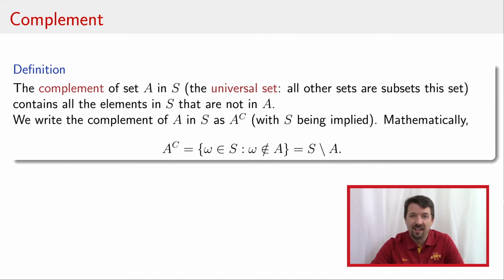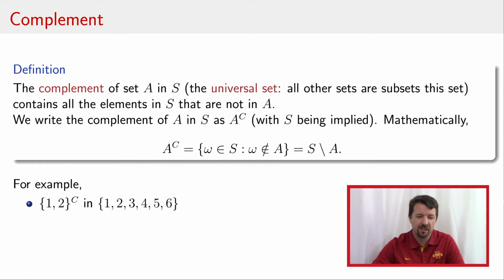Mathematically, we can write that A complement is the set of elements that are in that universal set S, but that are not in the set A, which is exactly what our definition of a set difference was, right? Where we have the universal set S minus the set A.